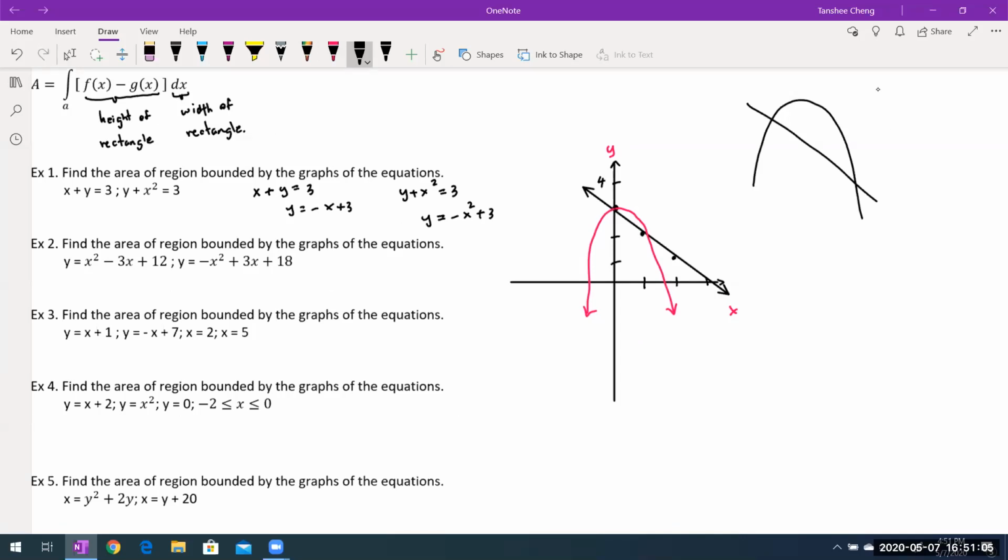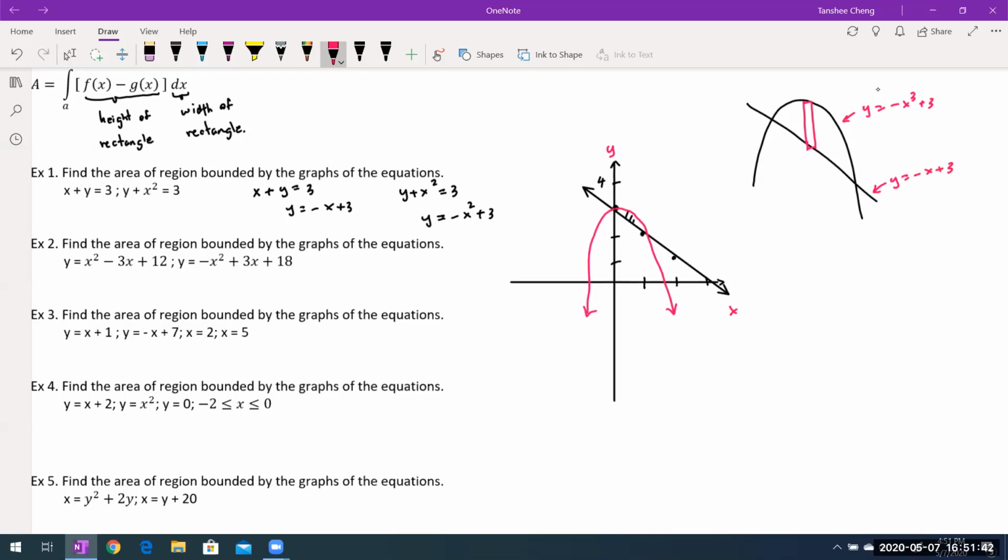So looking at the bigger picture, this shaded region right here, now we're going to be looking at our rectangle. We're going to be placing our rectangle like this because remember, integration is a Riemann sum, so we're adding infinitely many of those rectangles to get the area. This helps us see how to find our height. Remember that the top function is y equals minus x squared plus 3, and the bottom function, the line, is y equals negative x plus 3.